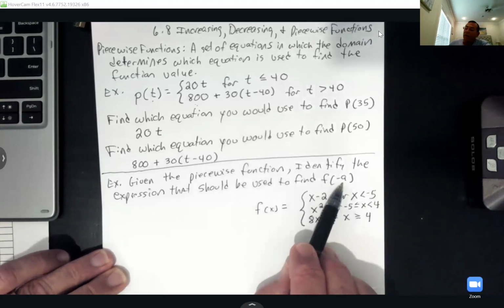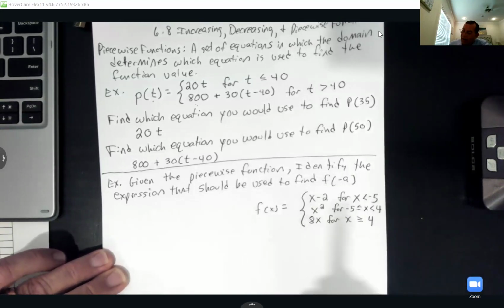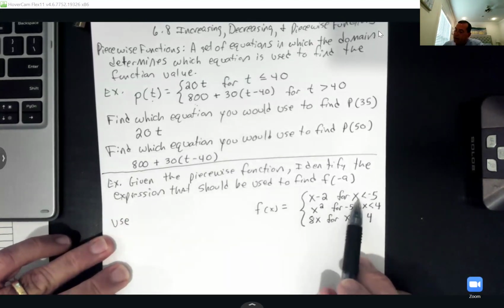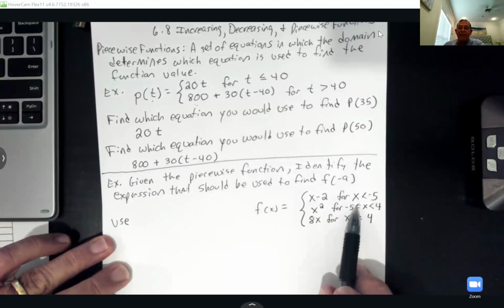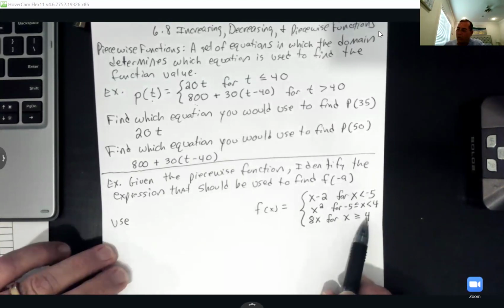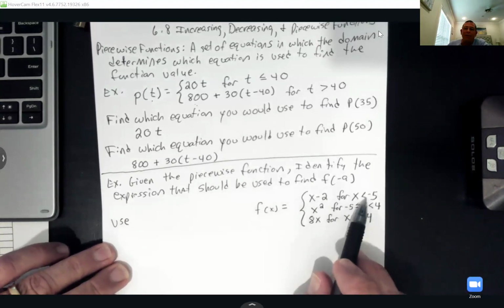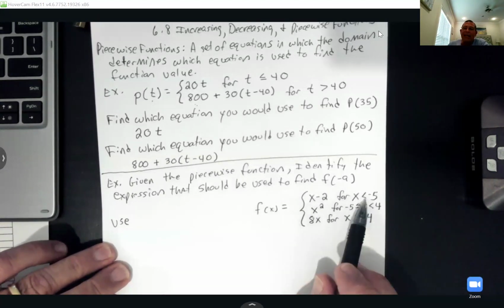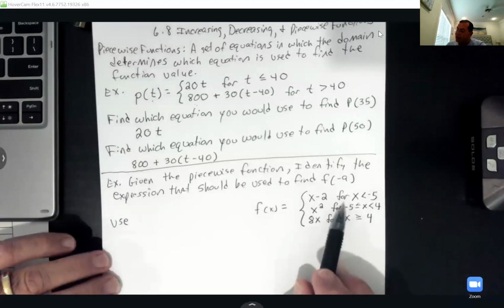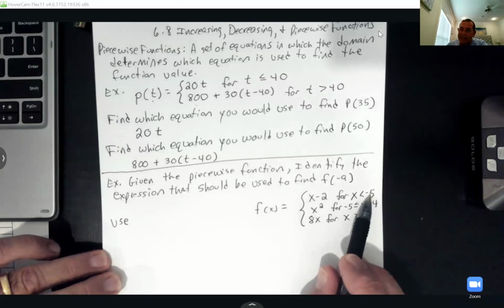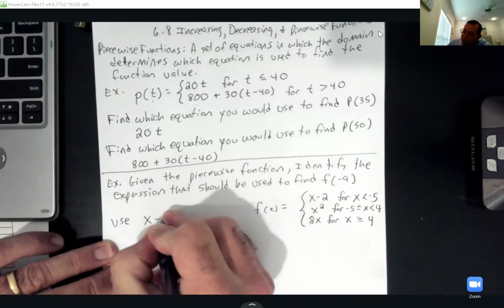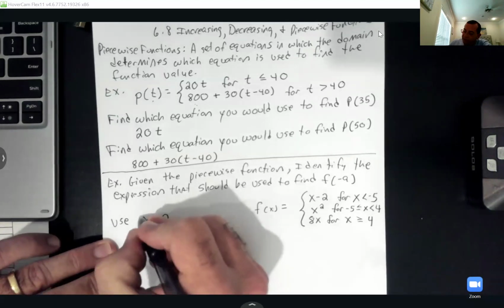So for f of -9, well, you got to figure out, is -9 less than -5, equal to -5, less than 4, or greater than 4? So y'all think about this. -9 is definitely left of -5 on that number line, which means -9 is less than -5. So we would use the x minus 2 equation.